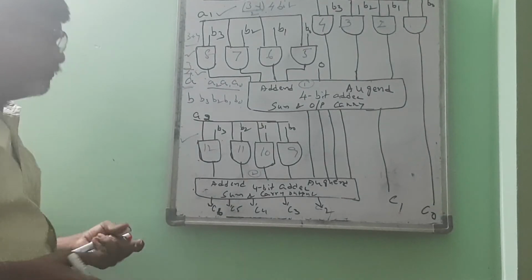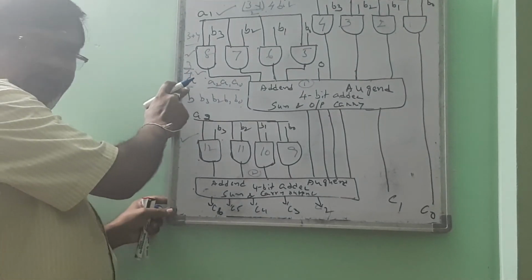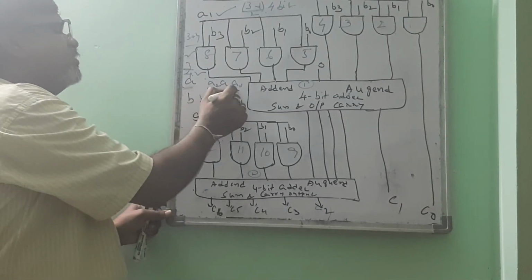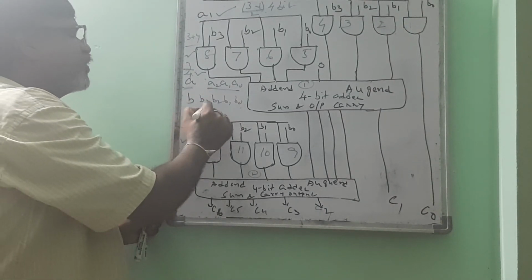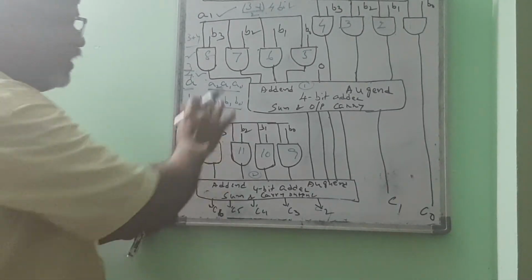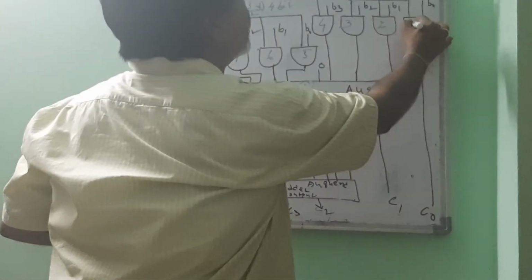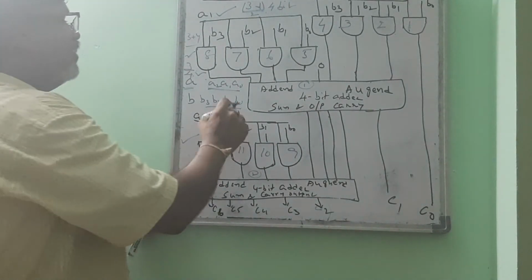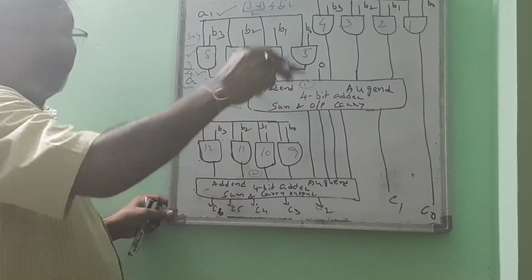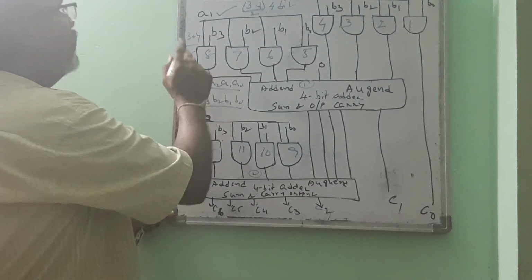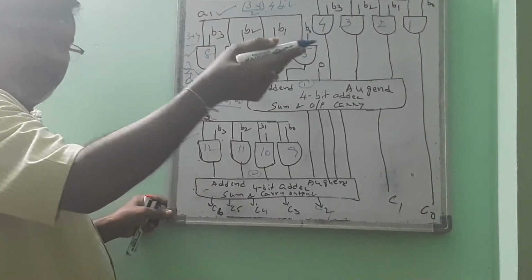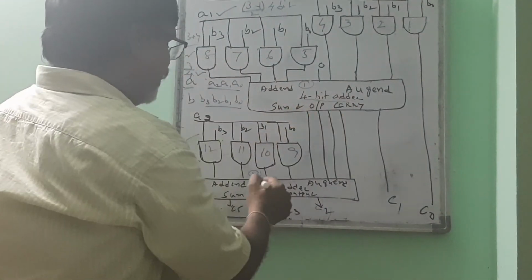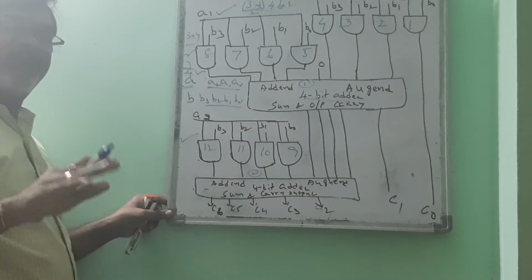So I am repeating again. If you are multiplying two input values, first input contains 3 bits, second input contains 4 bits. Totally we need 12 AND gates, 3 into 4. And we need J minus 1 K-bit adders. J minus 1 means 3 minus 1, 2 K-bit adders. K here is 4. So 2 4-bit adders we used here.